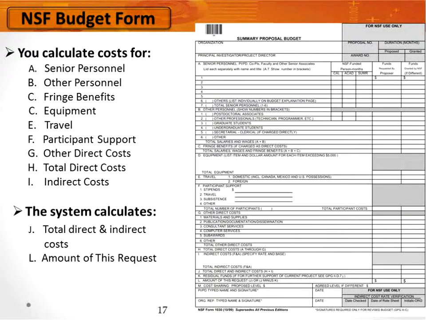Now, on this slide, you can actually see the budget form. This is what it's going to look like right over here. It says Summary Proposal Budget. On the left, the NSF budget categories are listed.